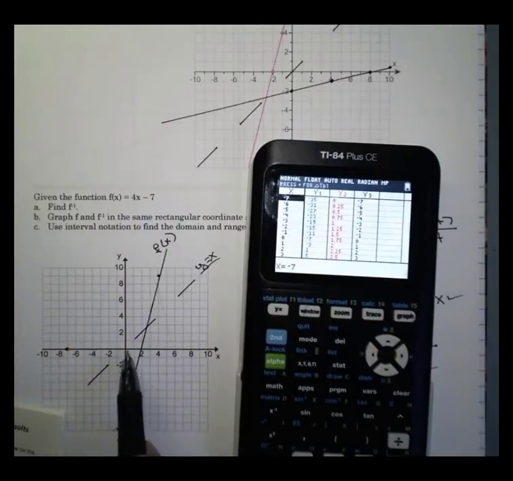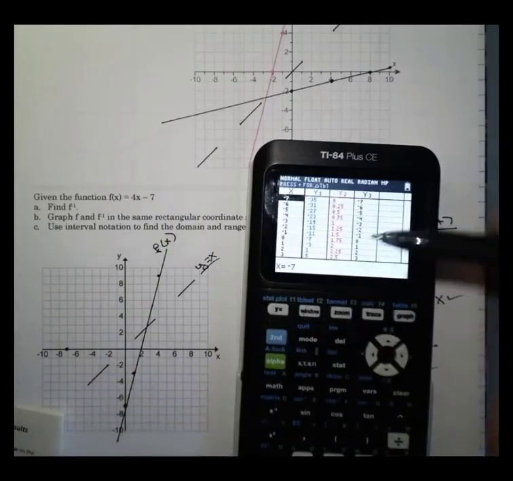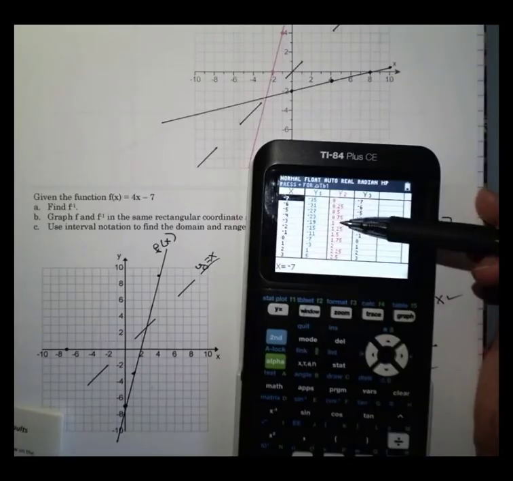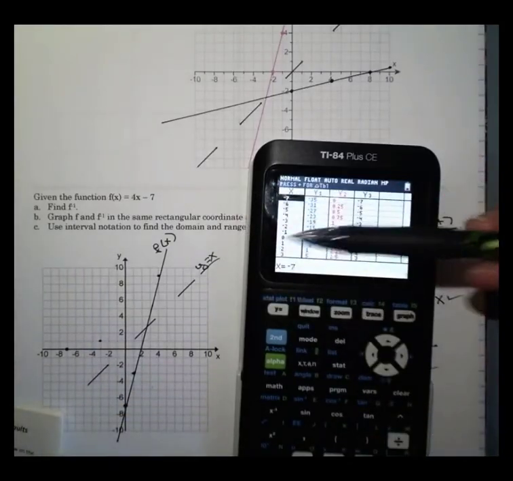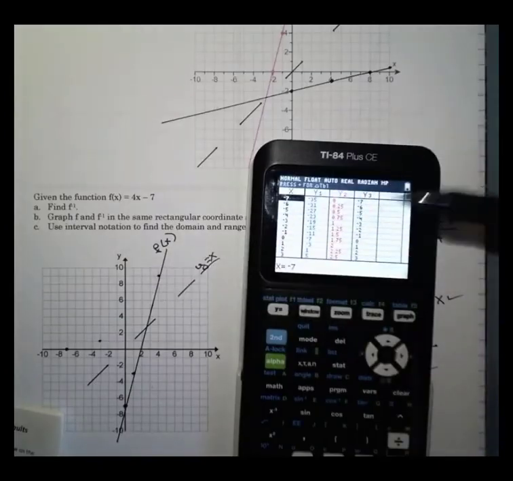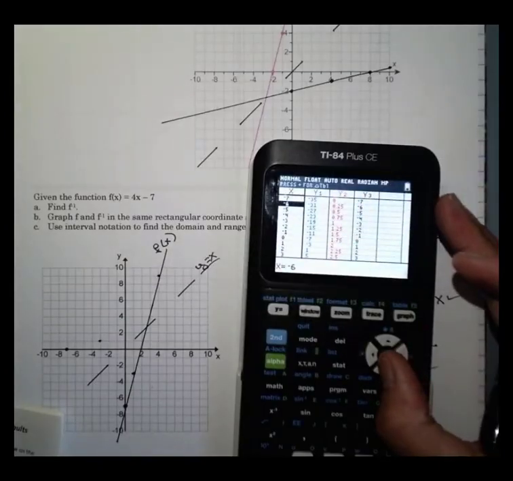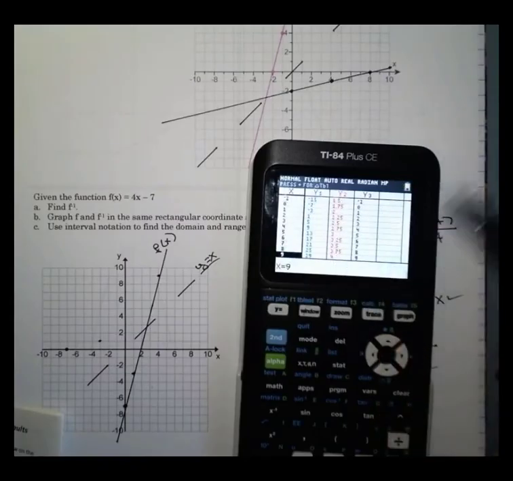And then another point that I had was 1, negative 3. So I should have negative 3, 1. And I do. Negative 3, 1 is right there. And the next one I found was, what was it? 4, 9. So I should have 9, 4. And there is 9, 4.